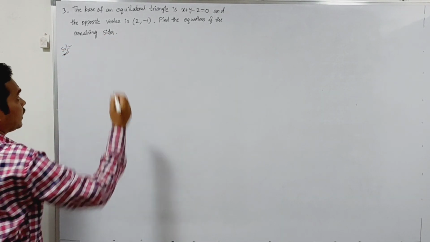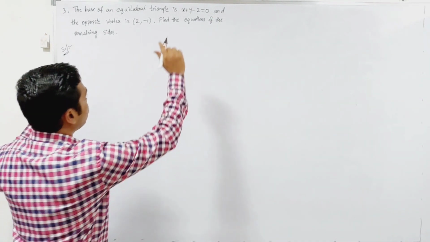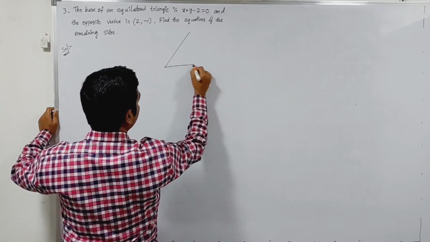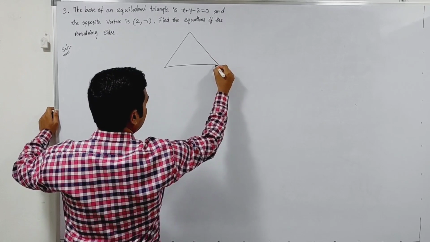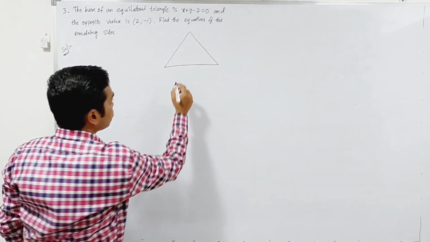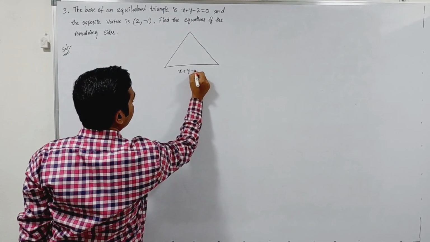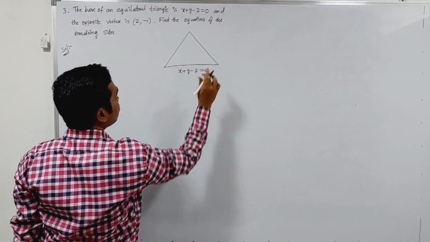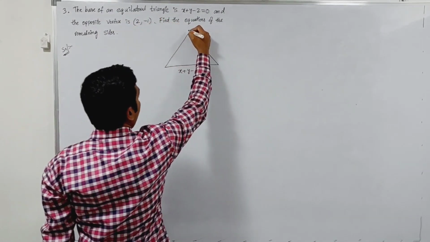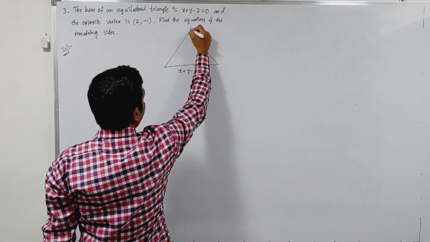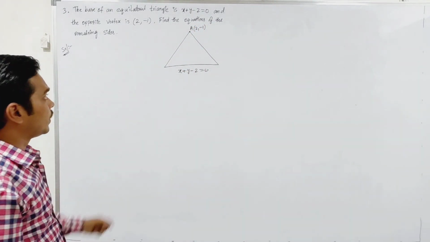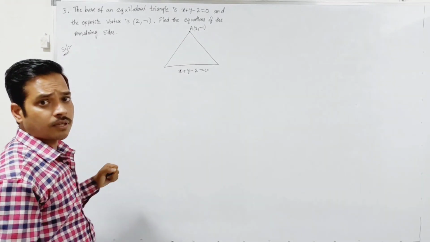Here, indirectly, an equilateral triangle is given. For example, this is the equilateral triangle. The base of an equilateral triangle is given, that is x + y - 2 = 0. And the opposite vertex is given. This is the opposite vertex of the base, for example (2, -1). Now we have to find the equations of the remaining sides.